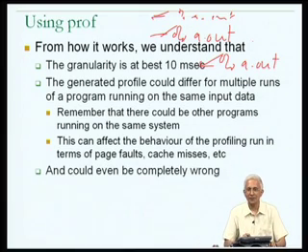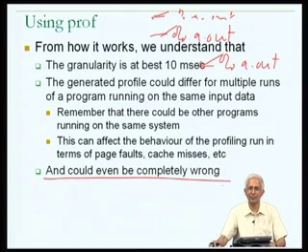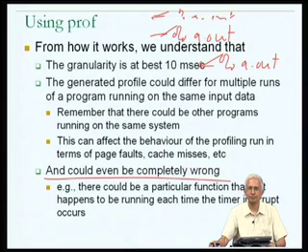Lastly, even though we haven't gone into this as yet, I'll go into this shortly, the output that you get from Prof could actually be completely wrong. And this is largely going to be an artifact of the fact that it samples the program counter once every 10 milliseconds. And this is scary, so we do need to understand how this could happen, and if so, what we could do about it.